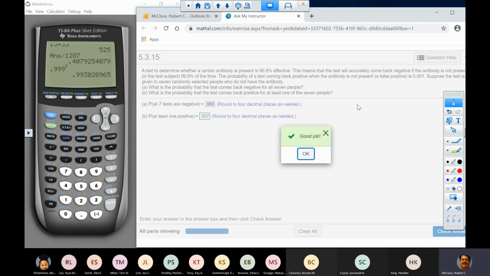So if you have 0.999, and you raise that to the 7th power, then your probability is 0.993. So take that away from 1, and that's the opposite. What's the opposite of true? False. What's the opposite of the probability of something? The probability of not something. So when you take that 0.993 away from 1, you're left with 0.007. So you need to write down for B 1 minus A, which is 0.993.